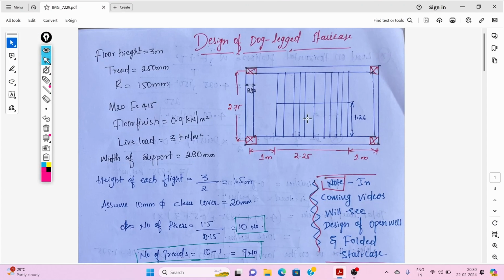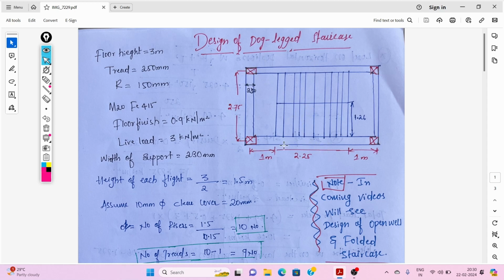In this video, we will see the design of a dog-legged staircase. There are different types of staircase like open well staircase, folded staircase, dog-leg staircase, and circular staircase. Generally, in residential structures we use this type of dog-legged staircase. So let's take an example.